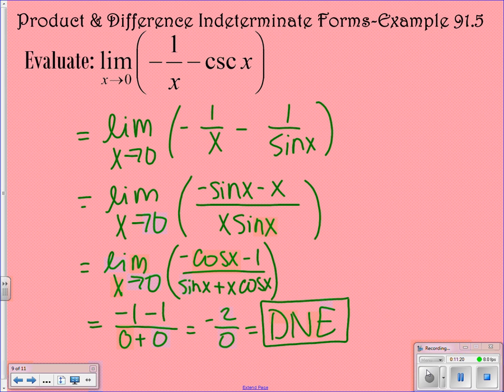And that would be the limit for this function. It's not indeterminate because it's not 0 over 0. We got negative 2 over 0. You can't divide by 0, so the limit for this function does not actually exist. So that's how you can use the product and difference indeterminate forms.